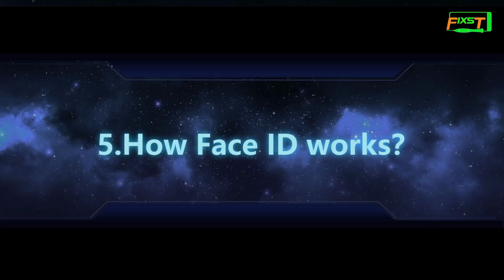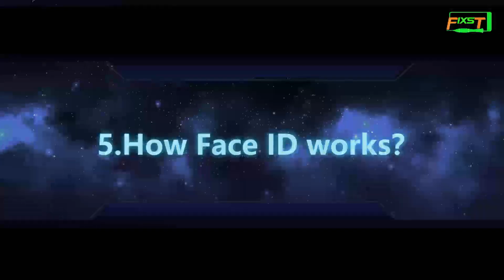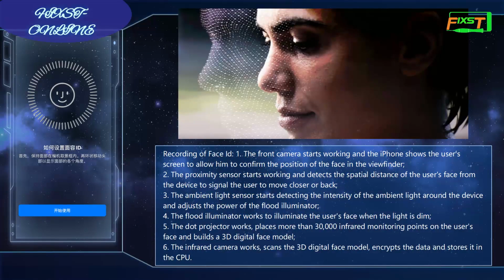Number 5. How Face ID works. Recording of Face ID. First of all, the front camera starts working, and the iPhone shows the user's screen to allow him to confirm the position of the face in the viewfinder. Then the proximity sensor starts working and detects the spatial distance of the user face from the device to signal the user to move closer or back.